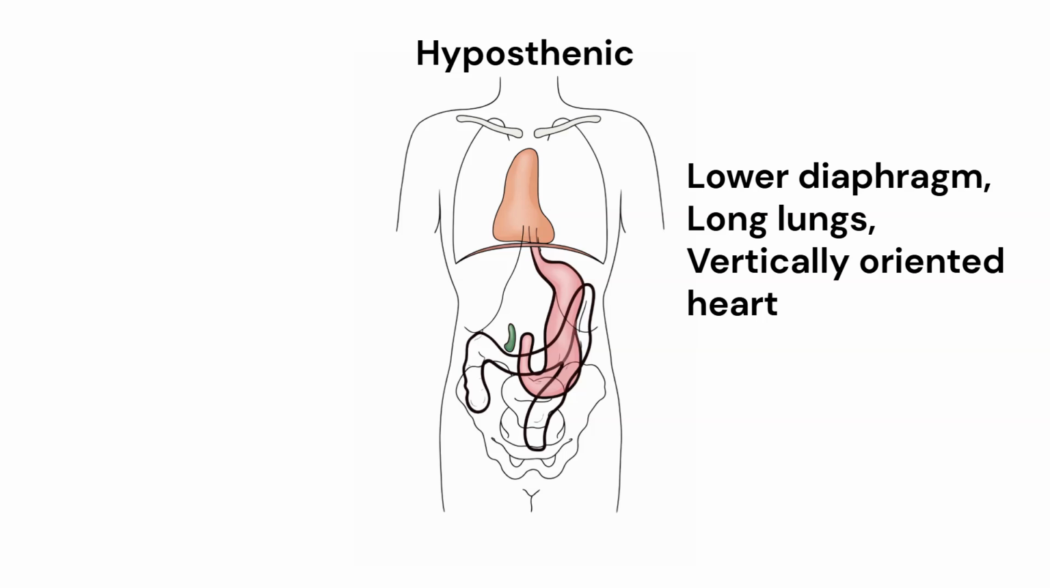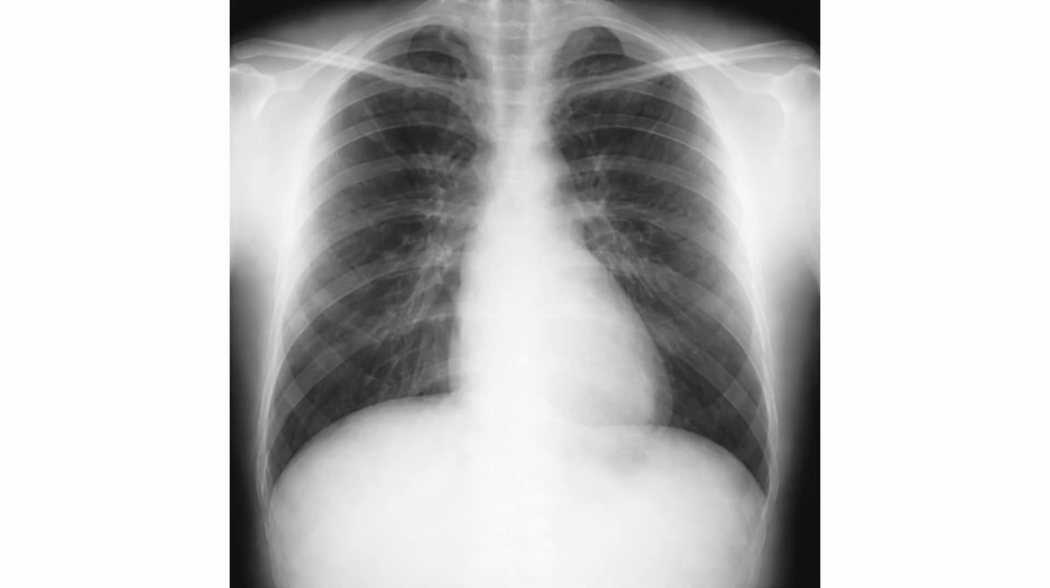As a result, the lungs appear longer vertically compared to average builds. The heart becomes more vertically oriented. On a chest radiograph, this can create a narrower cardiac silhouette. It is important not to misinterpret this vertical orientation as abnormal.